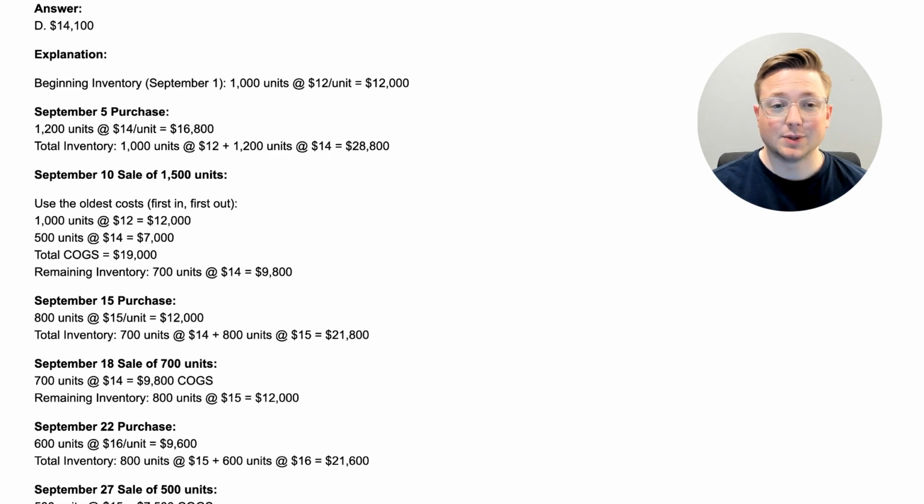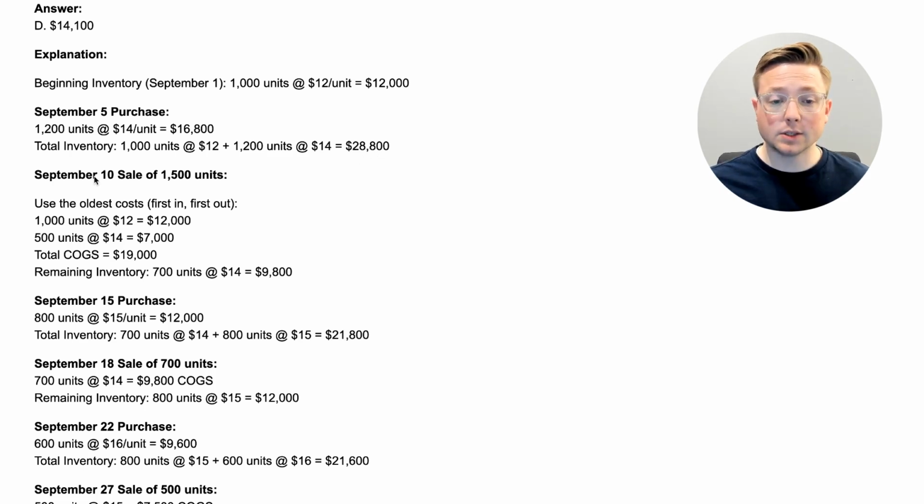All right, here we are. The answer is D. $14,100 is the carrying amount of the inventory at the end of the month using the perpetual FIFO method. So let's walk through this again. It's almost exactly the same, but with the focus of first in, first out instead of last in, first out. Beginning inventory, again, is the 1,000 units at $12 per unit. That was $12,000. September 5th, they purchased 1,200 units at $14 per unit. That's $16,800. So we add that to the total inventory now. The 1,000 units at $12 per unit and the 1,200 units we just purchased make $28,800 of inventory.